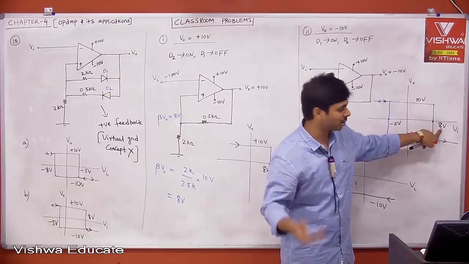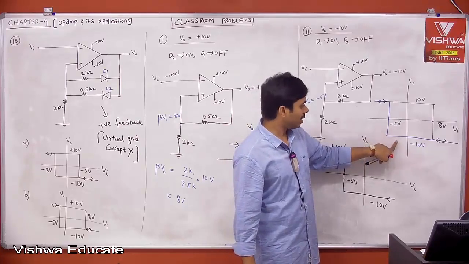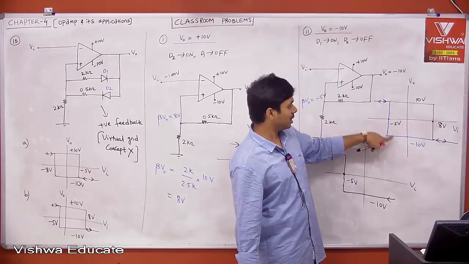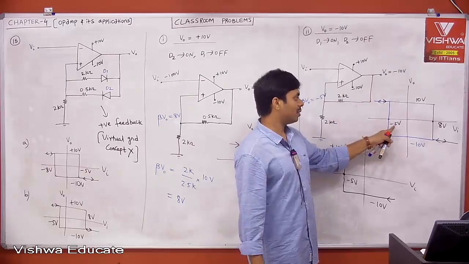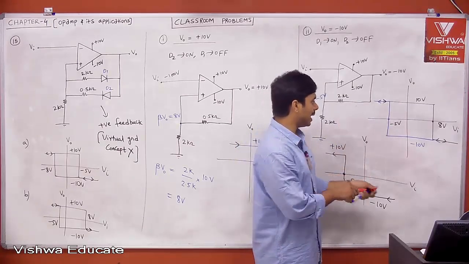Therefore, that is the trigger point. Similarly, the lower triggering point is -5. Your -10 volt is becoming +10. Therefore, it is triggered from minus to plus. Therefore, this is our lower triggering point. This is what is called LTP.